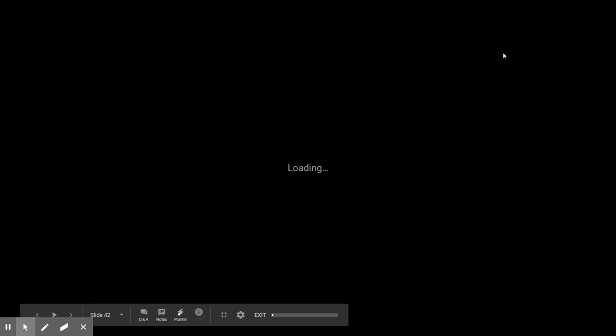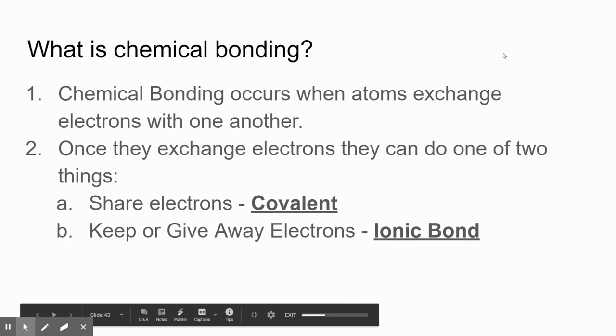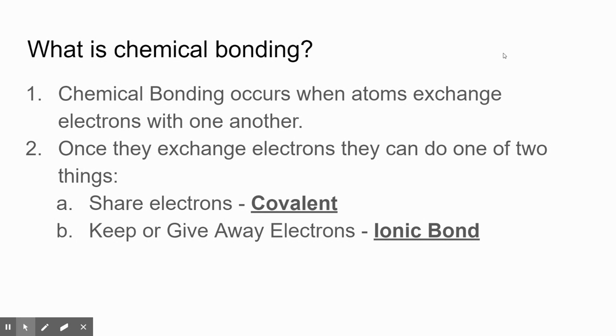So what we're going to talk about today is chemical bonding and the two main types of chemical bonds. I'm sure many of you have heard of these types of chemical bonds before, which is great, but we'll talk about them a little bit today. Chemical bonding occurs when atoms either exchange or share electrons, and the electrons that they're exchanging or sharing are those valence electrons.